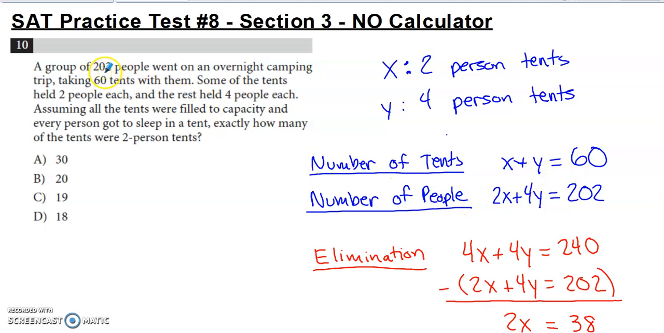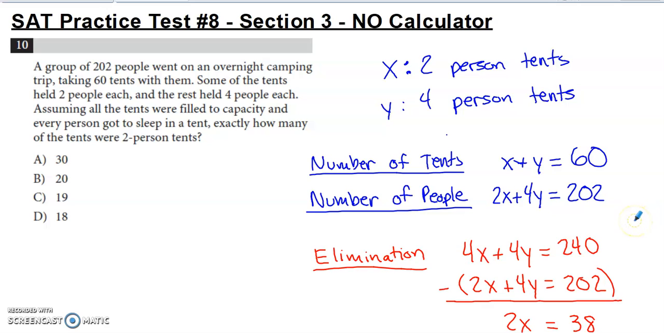And I know the total number of people on this trip are 202. So I know 2 people fit in each x and 4 people fit in each y. So 2x plus 4y has to equal 202. So we've got this system of equations here. It doesn't matter how you solve it. I guess you can't solve by graphing on the calculator. Calculator's not in play for this question, but what you can do is you can solve by substitution. You can solve by elimination.